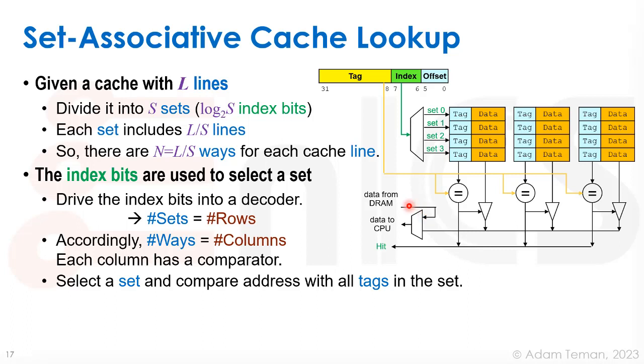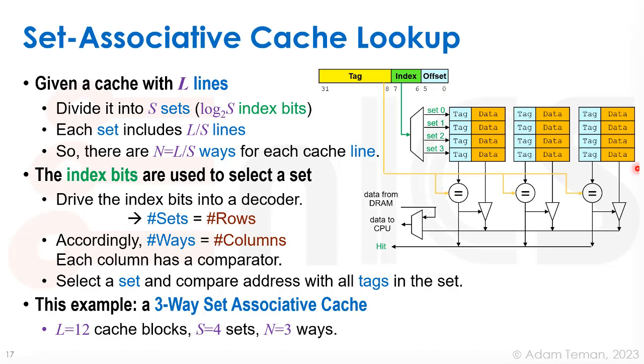If we get a miss, we have to take the data from the DRAM, so that's what this mux is for. In this example, we have a 3-way set-associative cache. Remember, each address that adheres to set number 0 can be here, here, or here, so that's 3 different ways. In general, if we look over here, we have 12 cache lines. We have 4 by 3, so 12 cache lines.